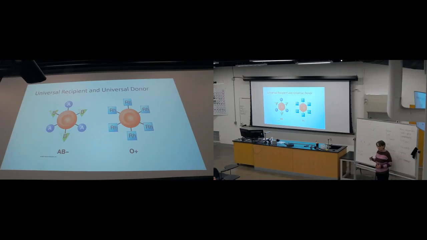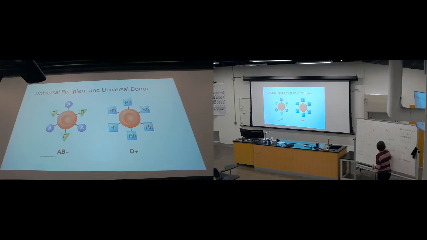If someone has A blood type, it cannot attack its own blood. So it cannot have this type of antibodies. But the person can have anti-B antibodies, which in this case will look like a triangle, the ending, the antibody binding region, to bind B antigens. So if you have a triangle like this, it can be bound by these anti-B antibodies.